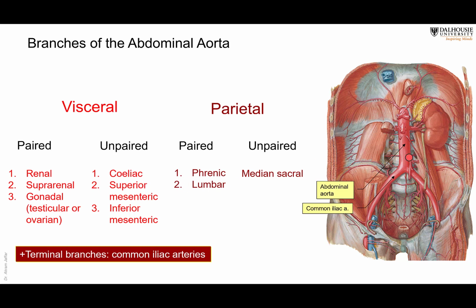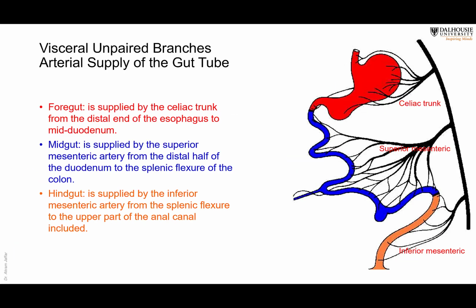And then we have the inferior mesenteric artery. So if you are asked, like, what is the blood supply of the sigmoid colon, immediately you will recall that the sigmoid colon is part of the hindgut, so it is the inferior mesenteric artery.